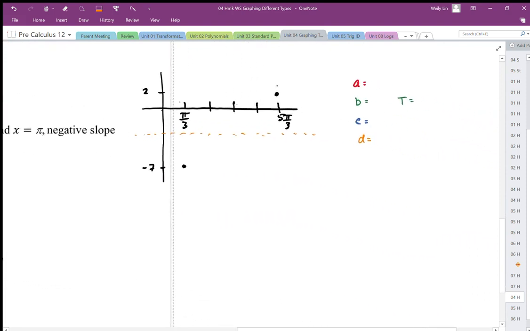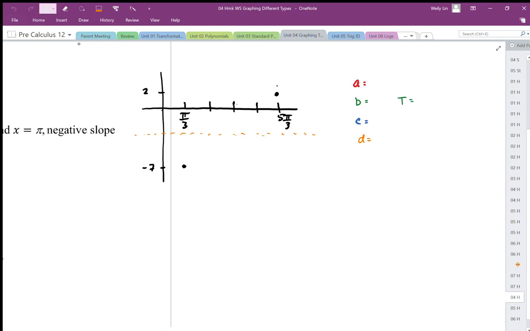We have π/3, -7 as a minimum. And then over to the right, 5π/3 and positive 2 is the maximum. And we need to figure out the A, B, the period, the C, and D values to establish the equation.